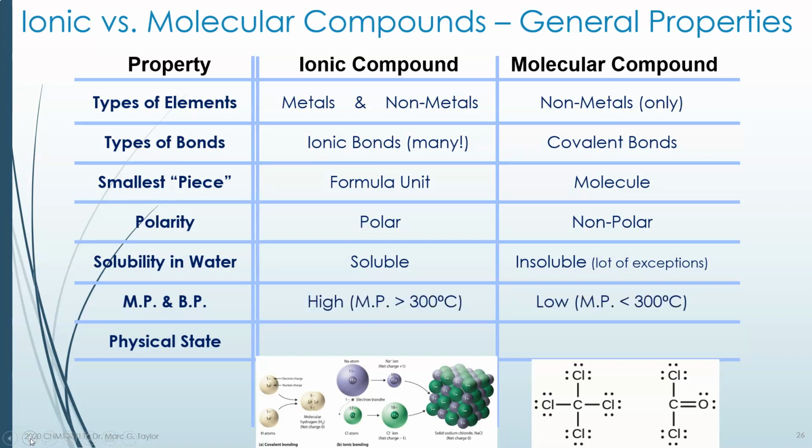Melting point and boiling point. Ionic compounds tend to have very high melting points and very high boiling points. Well, how do you know that? Well, just about every ionic compound is a crystalline solid. If it's solid, that means that room temperature is not warm enough to melt it and certainly not warm enough to boil it.